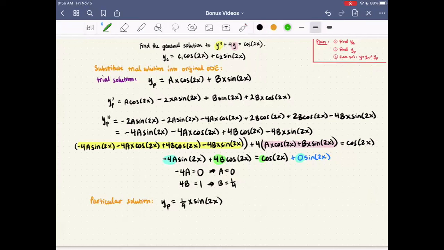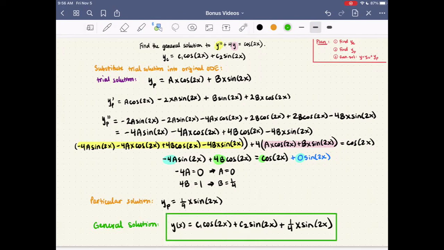And last but not least, we've finally reached our third step of our plan. We found the complementary function, we found a particular solution, and our general solution is just the sum of those two things. So the general solution is y of x equals c1 cosine 2x plus c2 sine 2x plus 1/4 x sine 2x. And I will go ahead and put a nice box around our solution.